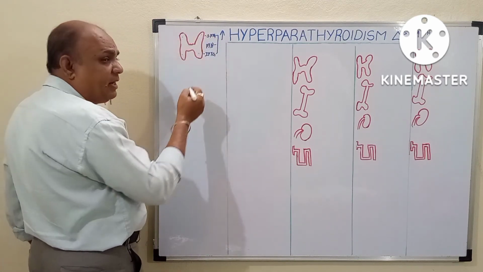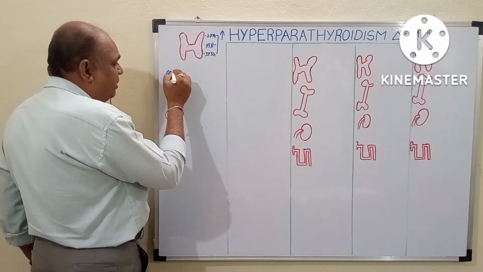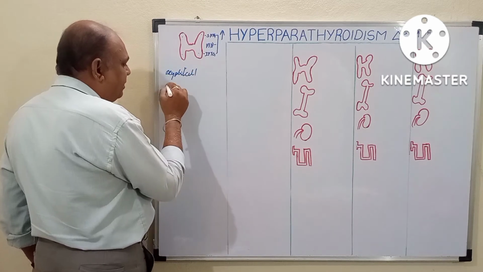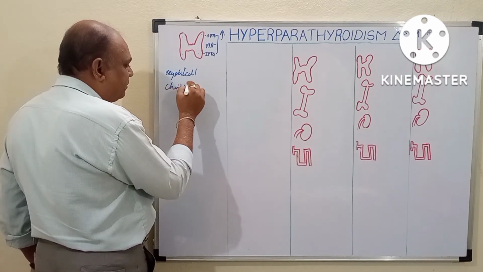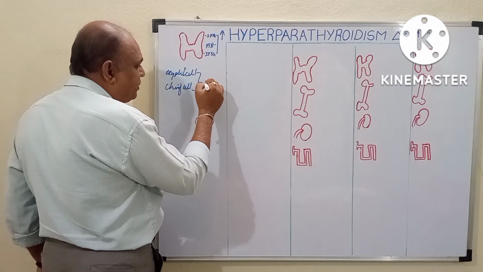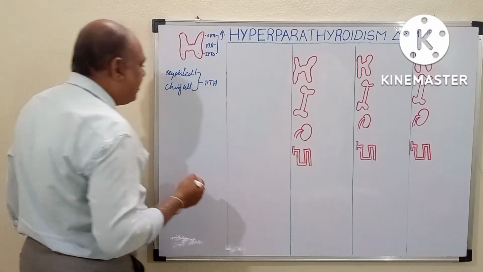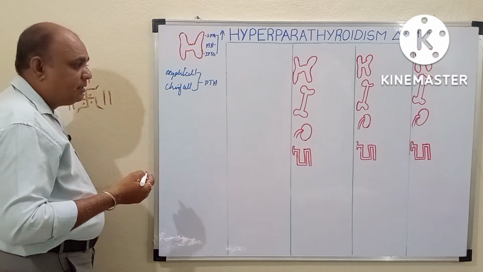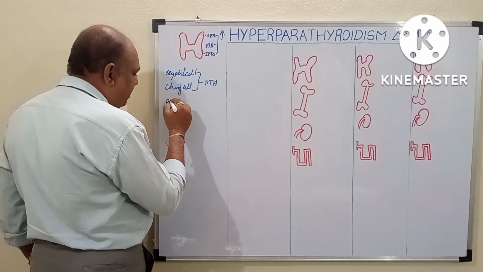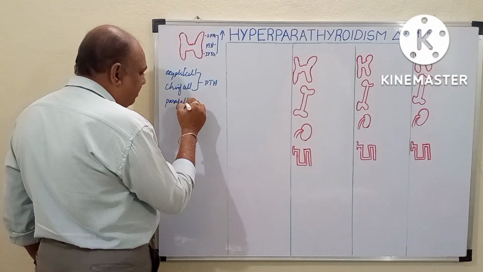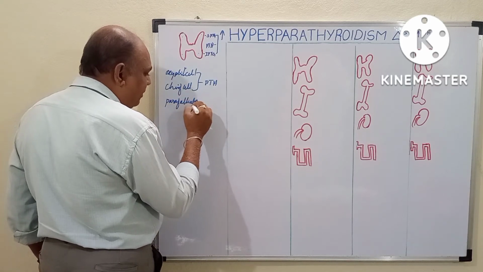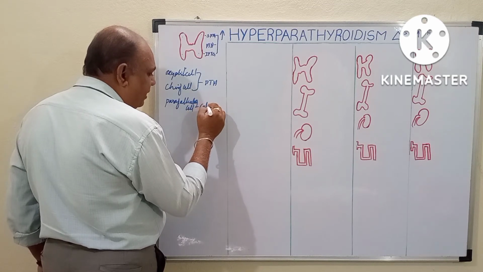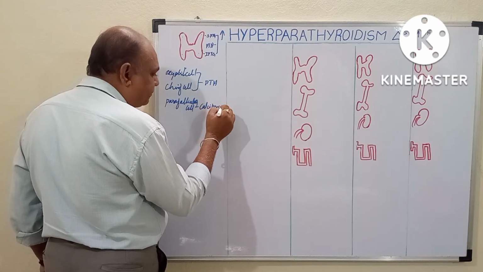Now, these parathyroid glands are made up of oxyphil cells and chief cells. The main function of these cells is to secrete the parathyroid hormone. In the thyroid gland, apart from follicular cells, there is one more cell called the parafollicular cell, which is squeezed between the follicular cells. This parafollicular cell will secrete calcitonin.